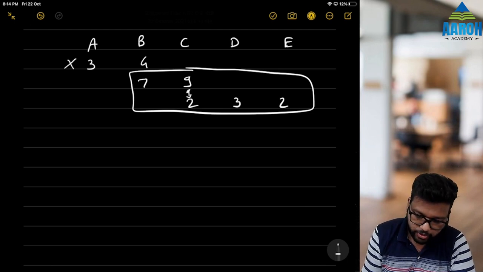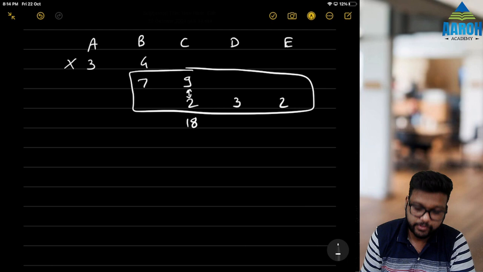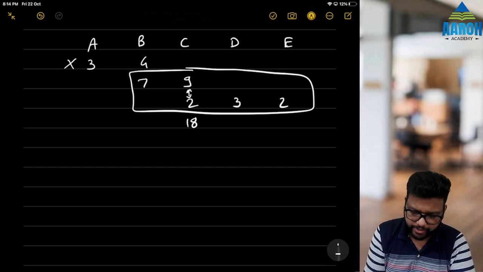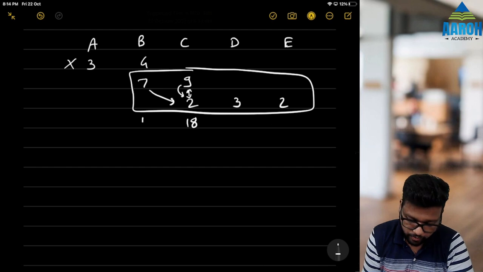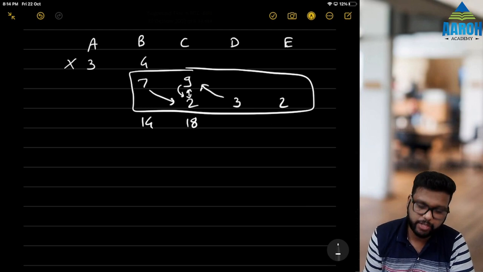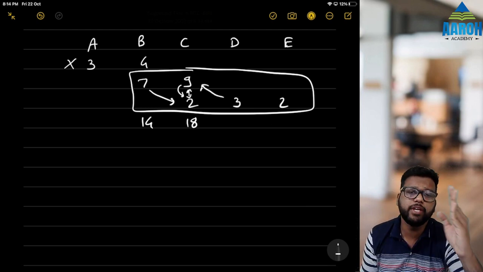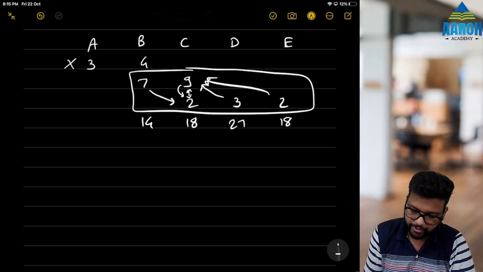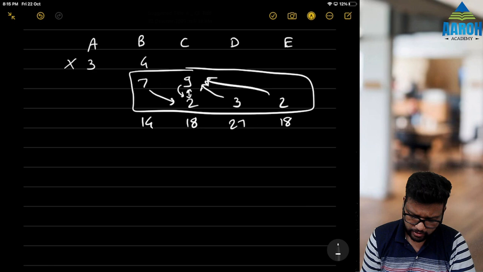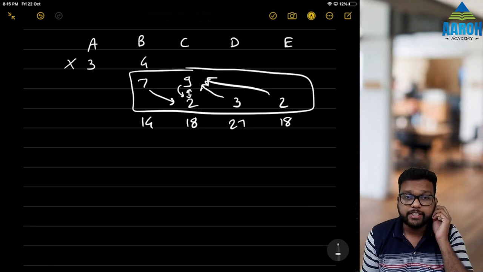So 9 and 2 is common. Let's multiply them, 18. And then cross multiply everything else, because 9 is multiplied by 2, so we'll multiply 7 also by 2. 7 into 2, 14. And then cross multiply like this. 2 into 9, so 3 into 9 and 2 into 9, like this. So 27 and 18. Okay, so 14, 18, 27, 18 is the ratio.